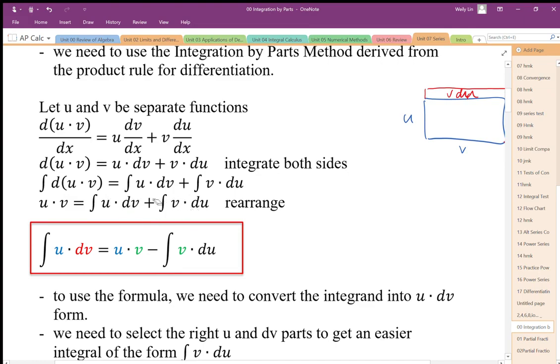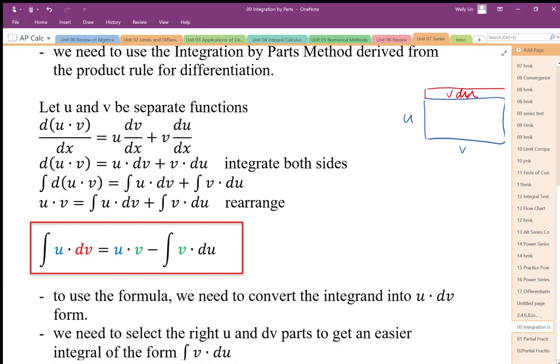So what we're going to then do is just rearrange this so that we move the v times du to the other side of the equation. So we get u times dv, which is here, equals uv minus this part. Okay, so there's a formula, and that's the formula we're going to use.